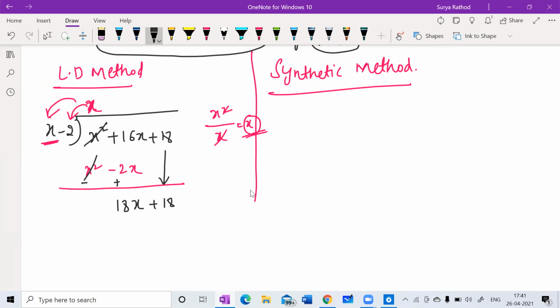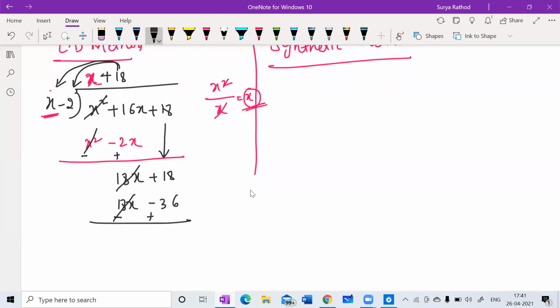So now look at this here. With what number am I supposed to multiply so that I'll get 18x? Of course, plus 18. So plus 18 into x is plus 18x. And plus 18 into minus 2 is minus 36. So plus and minus symbols will get changed. Plus 18x minus 18x will get cancelled. So 18 plus 36, how much is going to give me? 54. 54 is my remainder. Are you getting my point, children?